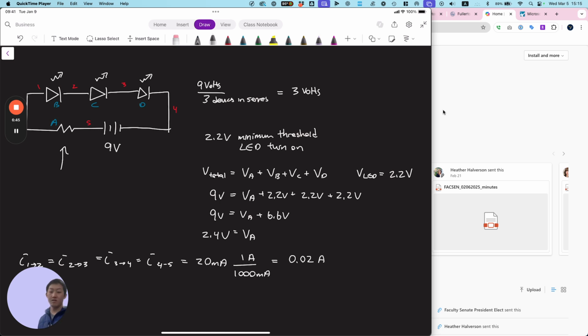Did I do that right? Yeah. Okay, so it's 0.02 amps. Should have 2 after the decimal. 2 zeros after the decimal, if you're dividing by 1,000.